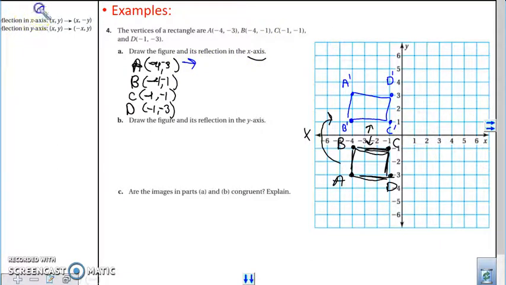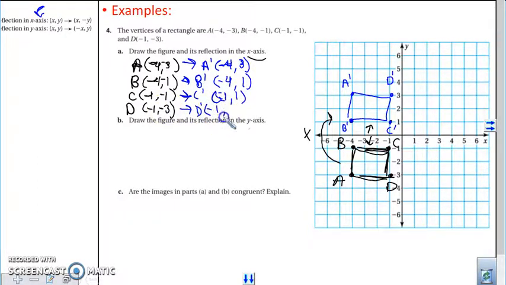When you reflect in the x-axis, your x's will stay the same, but your y's will flip signs. So A image should be at -4, flip y, +3. And that's what I should have here. Good, I do. B image should be at -4, flip the sign of y, +1. C should be at -1, -1, flip the sign, and this one will be +1. D image should be at, keep x the same, and flip the sign of y, +3.